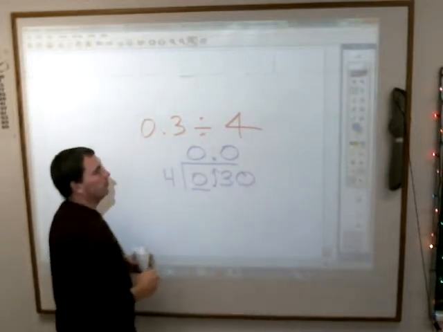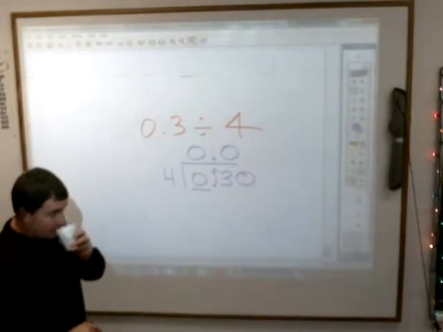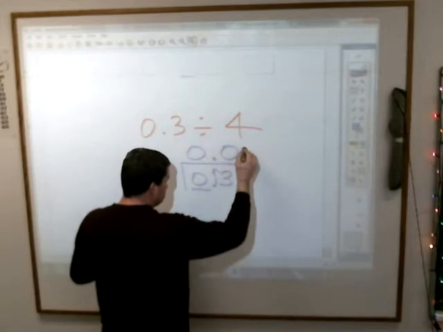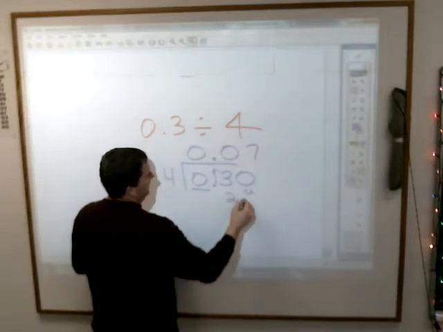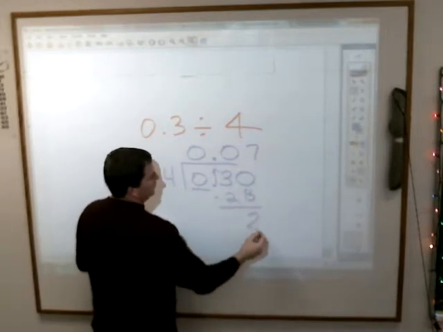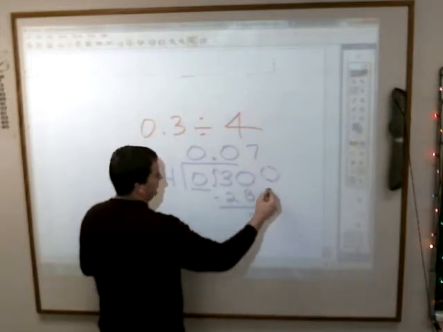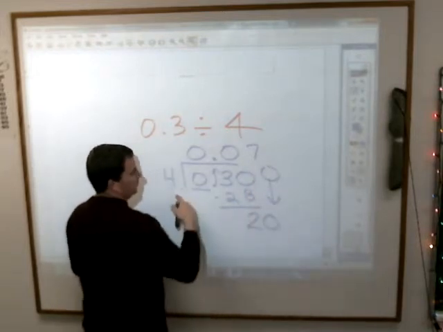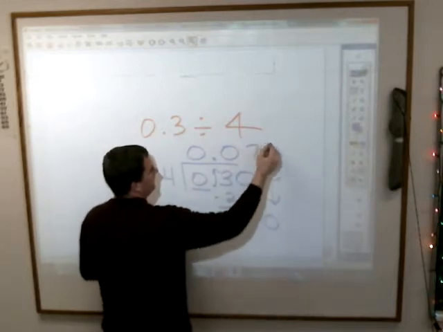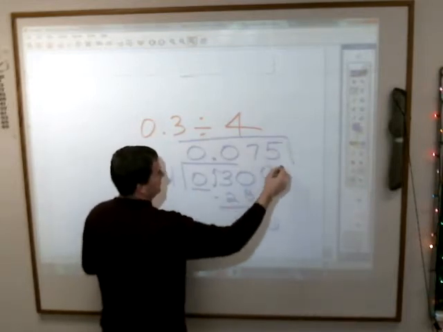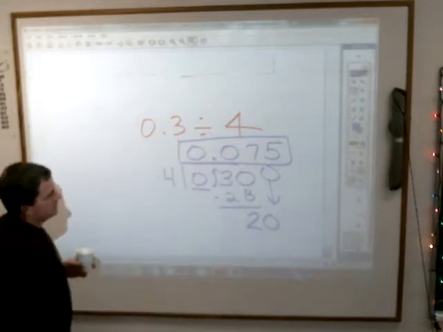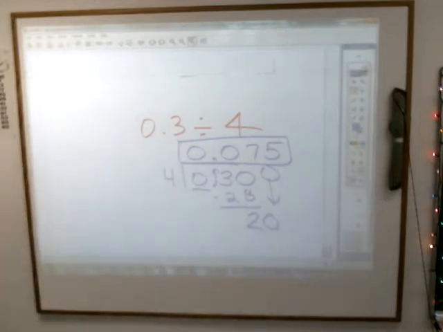How many times does 4 go into 30? 7 times, which is 28. You subtract. You can't have a 2 left over or a remainder, so you need to add another 0. And how many times does 4 go into 20? 5 times. And that works out evenly. So 0.3 divided by 4 would be that.